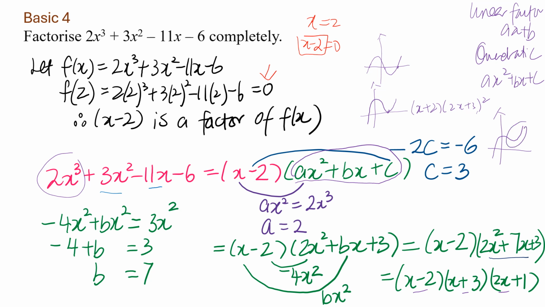Okay, so it could be a linear factor, and then with the irreducible quadratic factor, could be x squared plus 3, something like that. Okay, right.